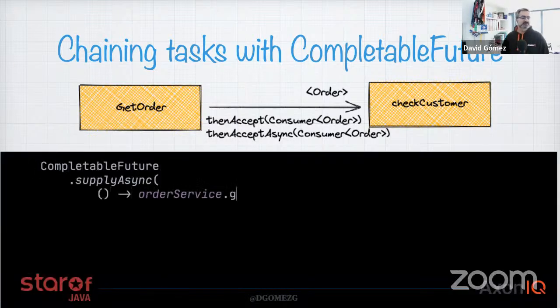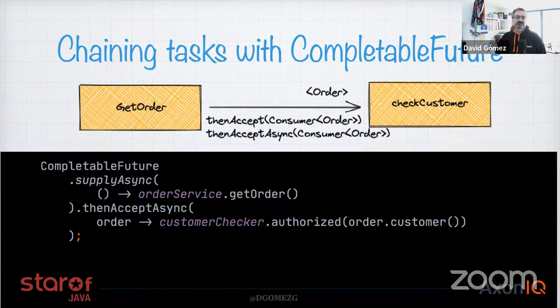This is the code that we could use for the CompletableFuture to chain these two tasks. We are going to use CompletableFuture supplyAsync, which is basically a Callable that takes nothing, calls the service, and returns the order. So we are going to supply async this task that is going to return an order. And then we are going to configure a second task that is going to receive as its input the object that was returned by the first CompletableFuture.